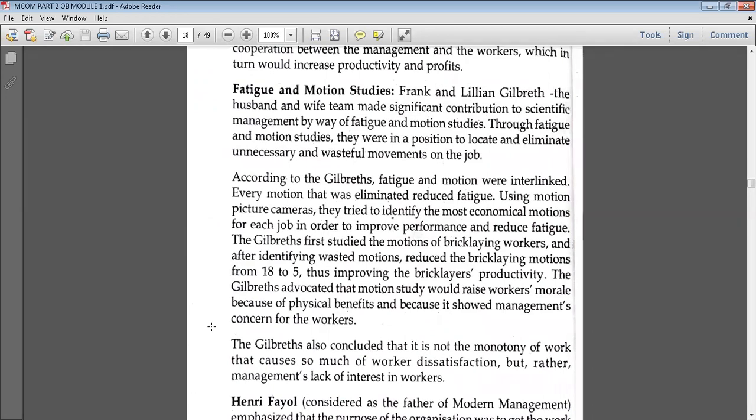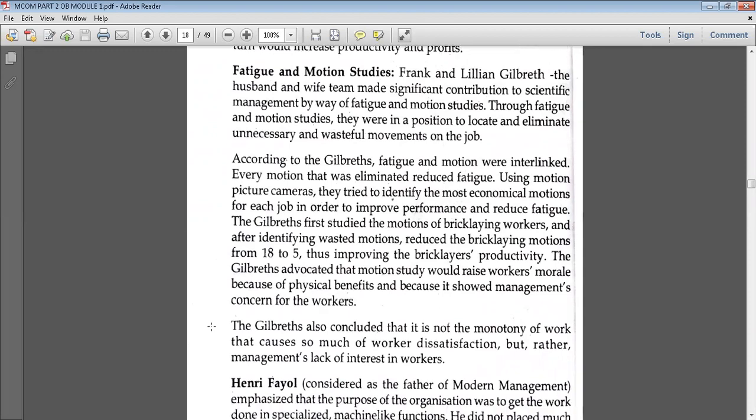So here, take an example. The one study given over here is about laying bricks by workers. They started identifying the unwanted movements and how, by reducing them, they can improve the employees' productivity. So they understood that learning about motion study will help improve the workers' morale. These are all initial studies in organizational behavior. Again, all these are related to the employees only.